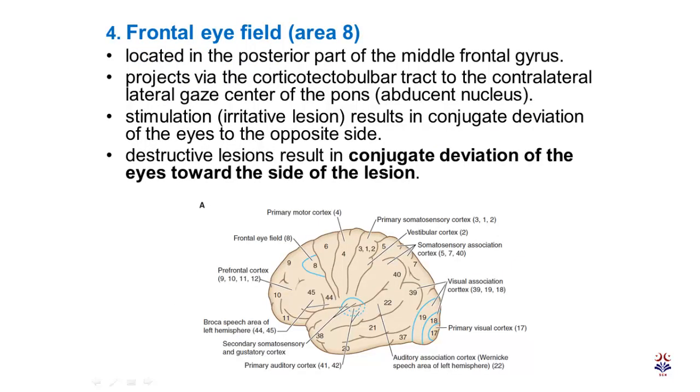Next is the frontal eye field, area 8. Here is area 8, in the posterior part of the middle frontal gyrus, and it projects via the corticotectobulbar tract to the contralateral lateral gaze center of the pons, that is the abducens nucleus. If you stimulate this area, it results in conjugate deviation of the eyes to the opposite side. And if this area is destroyed, it will result in conjugate deviation of the eyes toward the side of the lesion.